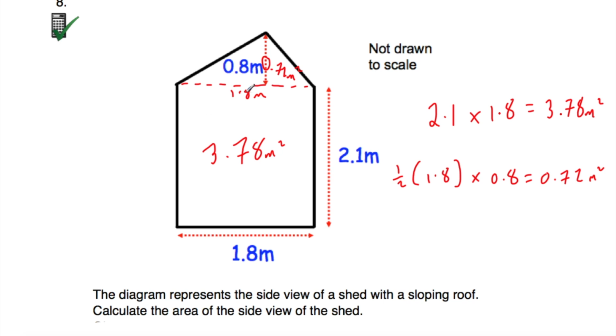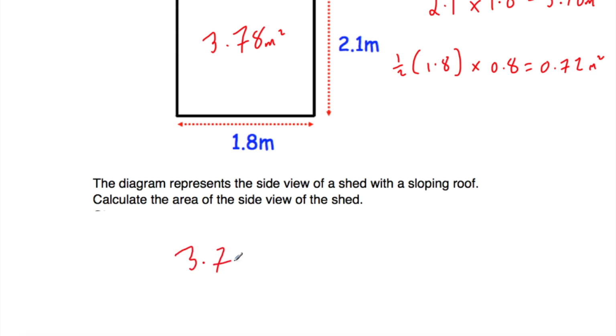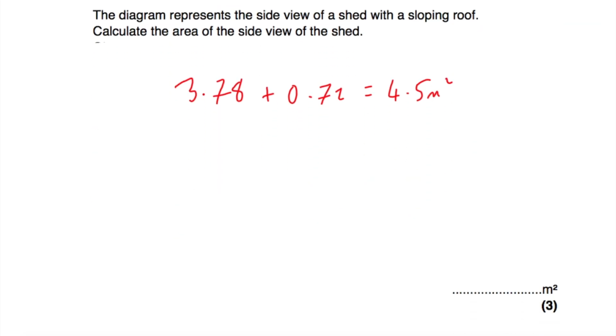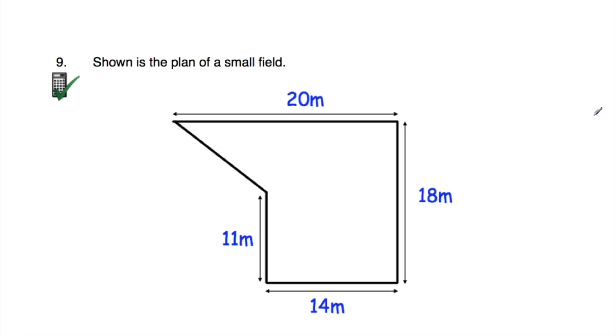And that's fantastic. We've now got the area of the rectangle and the area of the triangle. We now just need to add them together. So we're going to do 3.78 plus 0.72, and that's equal to 4.5. So 4.5 meters squared. That's the area of the side of the shed. And that's it. So 4.5. And if you got that, well done. Okay, let's look at our next question, question number 9.